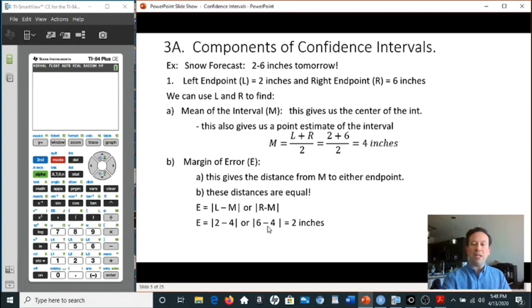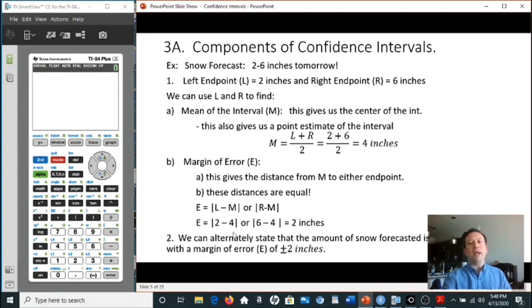So that just means that we can also, in another way, state this 2 to 6 inch interval. We can state that the amount of snow forecasted is 4 inches, which is the center, with a margin of error of plus or minus 2 inches, right? So you go 2 above 4, which is 6, and you go 2 below 4, which is 2, and that's how you can come up with the endpoints, just by taking your margin of error and adding and subtracting it to the center.